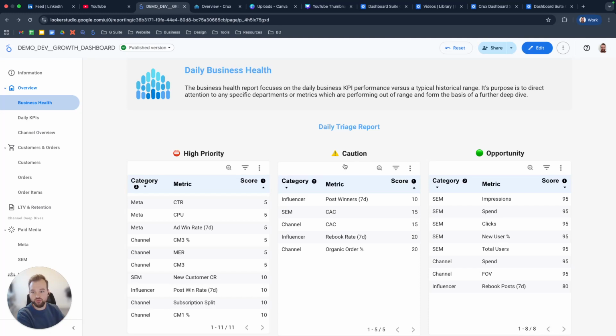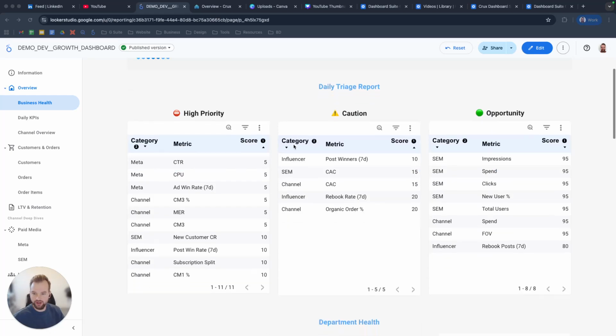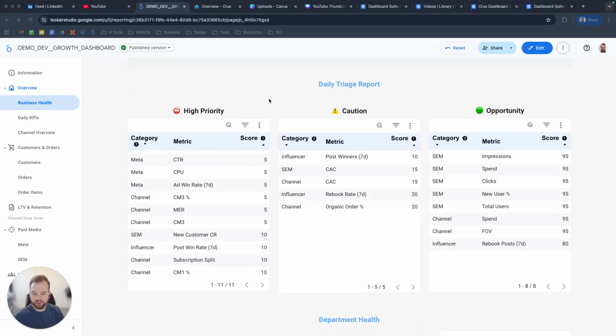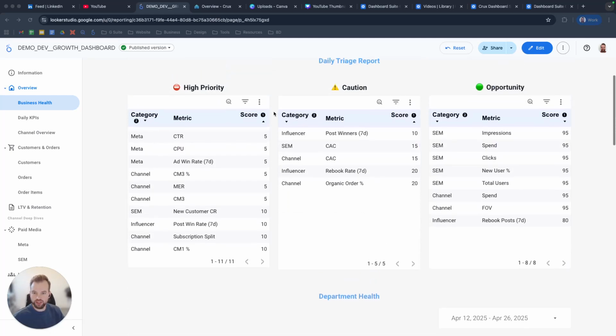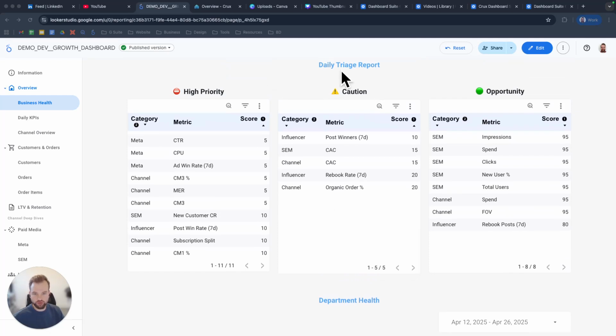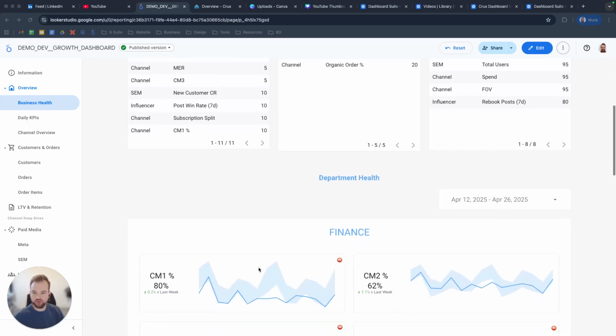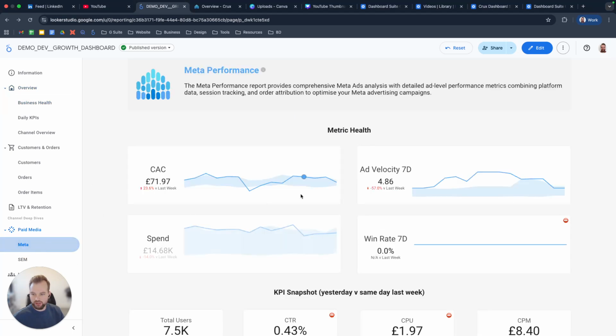So when you come in the morning and you look at your daily triage report, you're just going to focus on either these high priorities or the opportunities, and you don't really need to worry about anything else. If you only have a couple of minutes each day, I recommend you come in, review your triage report, or go to your key channel and give it a once over.